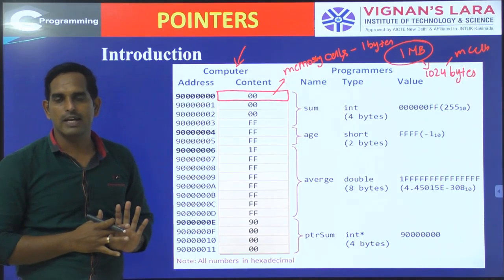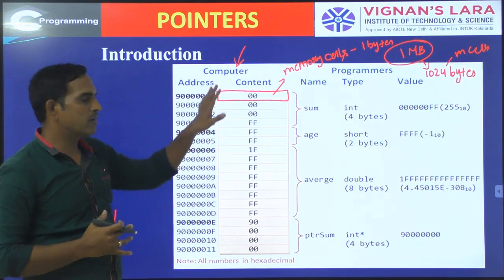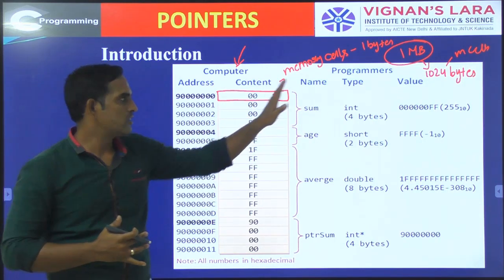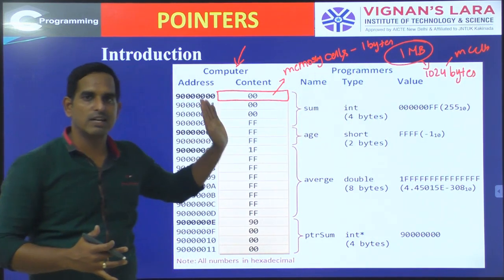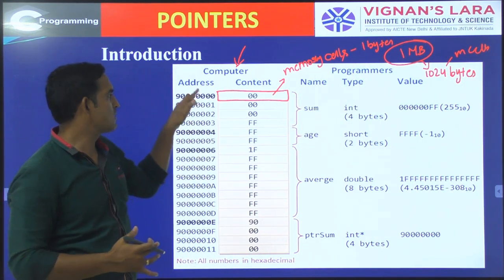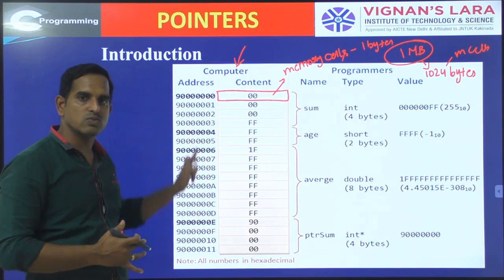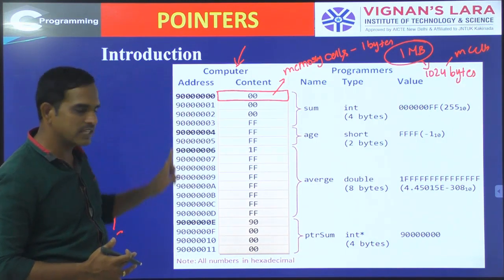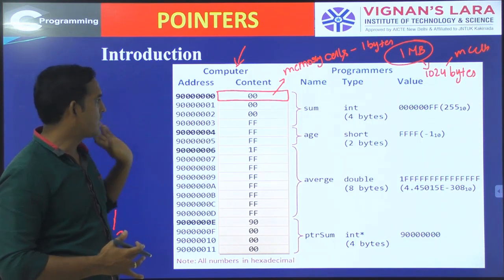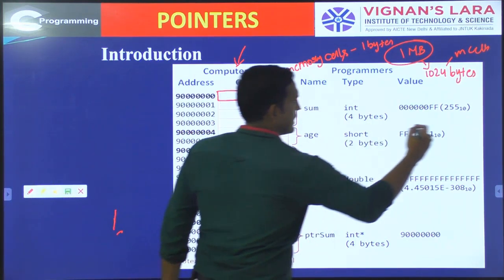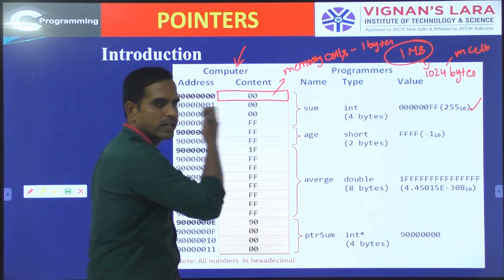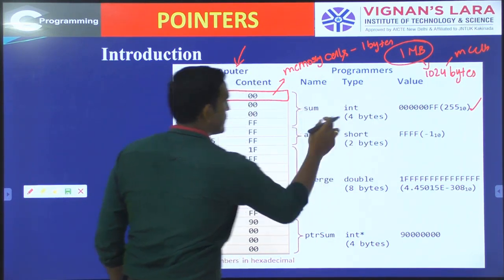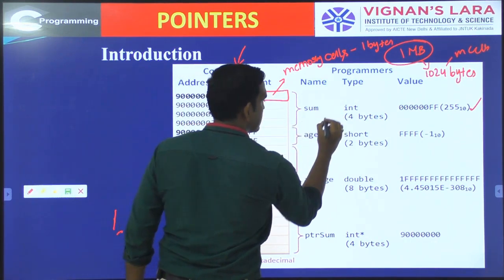Since present-day computers have large memory sizes, it will usually not be 1 MB, it will be 1 TB, like that. At that time the memory addresses will be very big numbers. So the memory addresses will be in this manner, and based upon the declarations in your program, memory will be assigned to particular variables. Here, you have declared something called int sum.